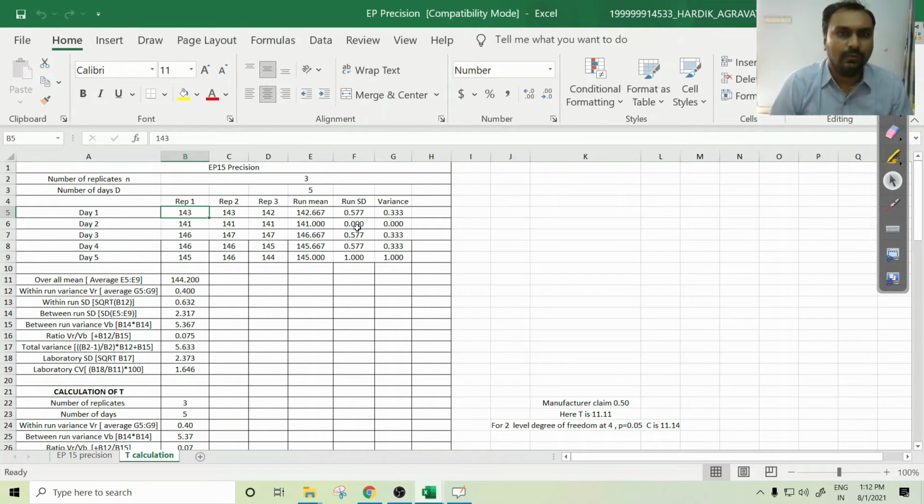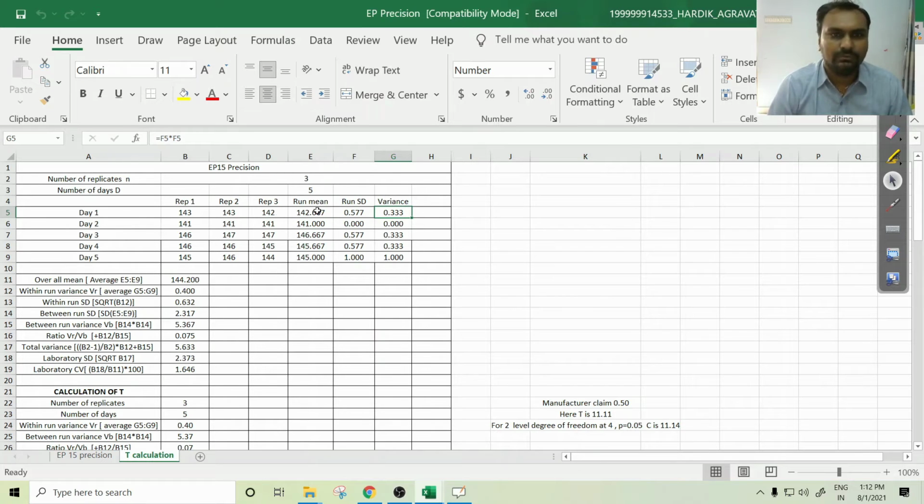Now we will get the run mean, that is the average of these 3 results. So AVERAGE B5 to D5 gives the within-run mean, and the SD is STDEV B5 to D5. From that you get the within-run SD, and the variance is SD squared. So I have just multiplied F5 into F5. So variance is SD squared. Okay, so you get the within-run SD and within-run variance.